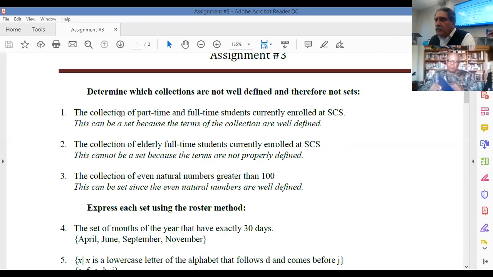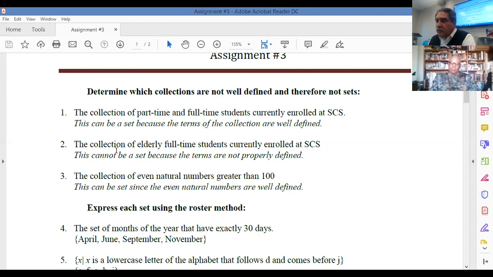The question number 1 was the collection. First, determine which collections are not well defined and therefore not set. Number 1 says the collection of all the part-time and full-time students currently enrolled at Southern California Seminary. Here we have a very clearly defined universal set, all the students at Southern California Seminary. And then also the members of the set are well defined, part-time and full-time students. Therefore, this is a set.